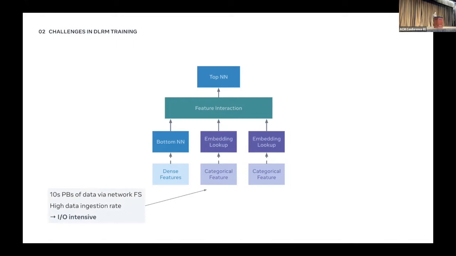And usually a DLRM model requires multiple days or even weeks of training data, and that can go up to tens of petabytes of training data in aggregation. And that requires us to basically store the training data distributedly in a network file system. We cannot afford to store the data locally on the trainer or even near the trainer. So we basically need to have a separate group of machines to stream the data while doing some pre-processing in order to satisfy the I/O bandwidth requirement.